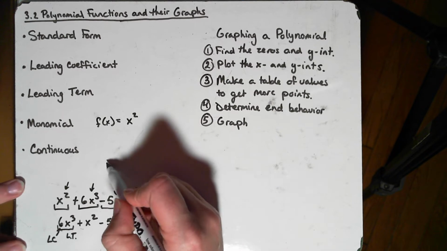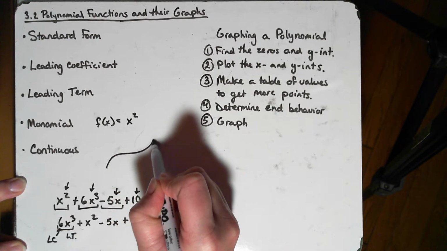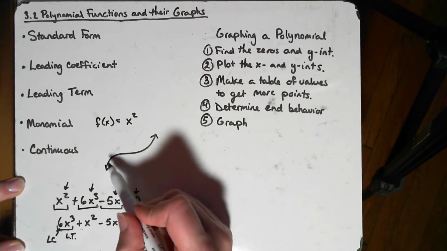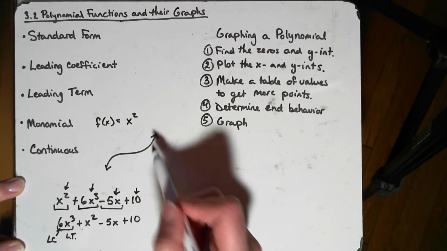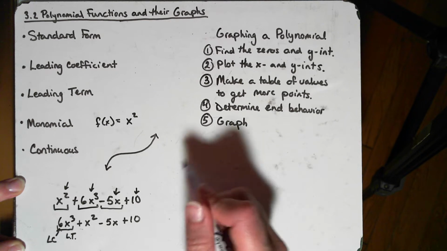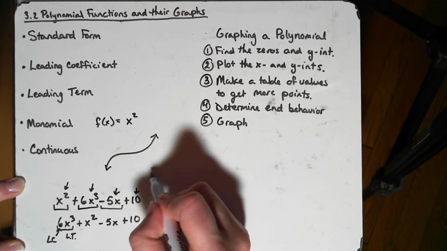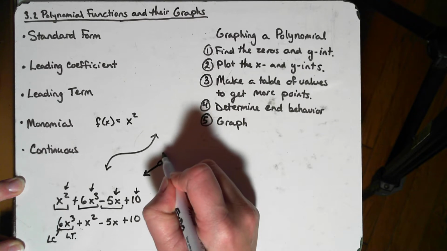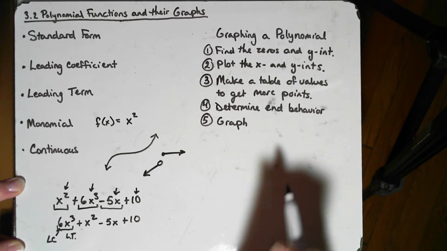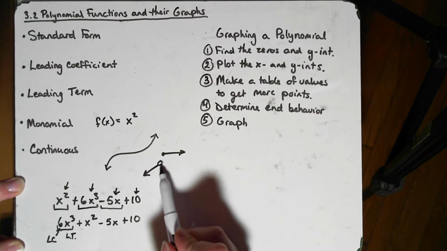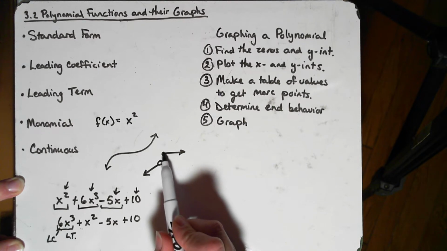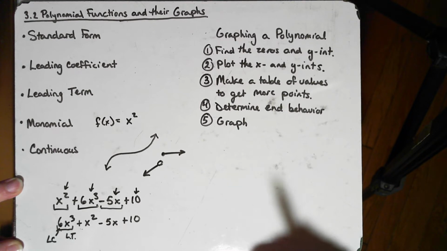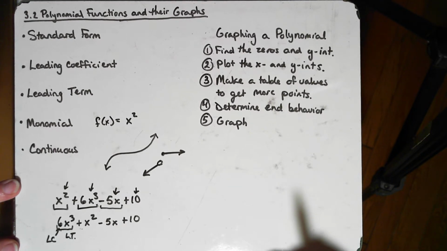Now the last term we have is continuous. A continuous function is one that essentially can be drawn without picking up your pencil or, in my case, marker. So it's a continuous function, one that can be drawn without picking up your marker or your pencil. In Chapter 2, we discussed piecewise functions. These functions do not have to be continuous, like this one here. Notice it jumps from this open circle up to this filled-in circle. So the piecewise functions don't have to be continuous, but sometimes they are.